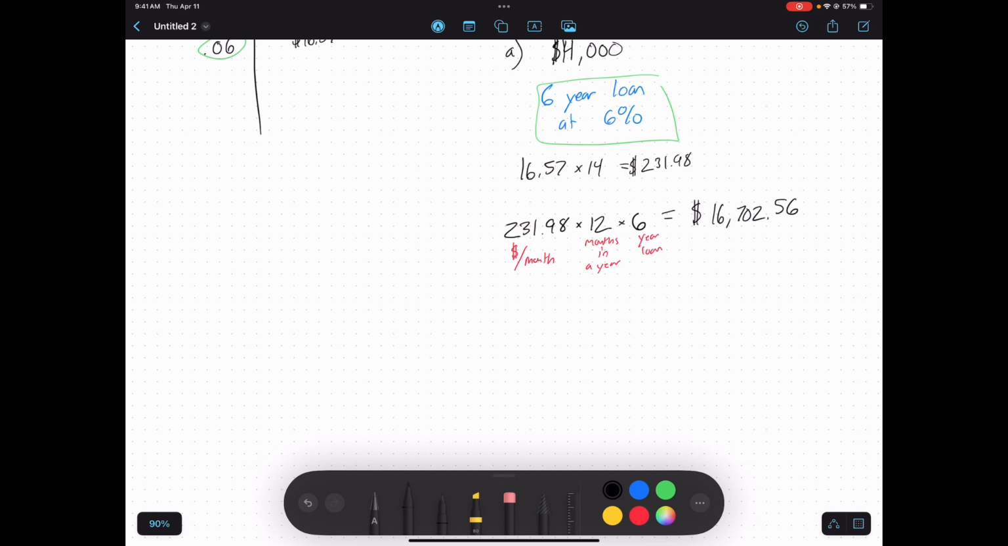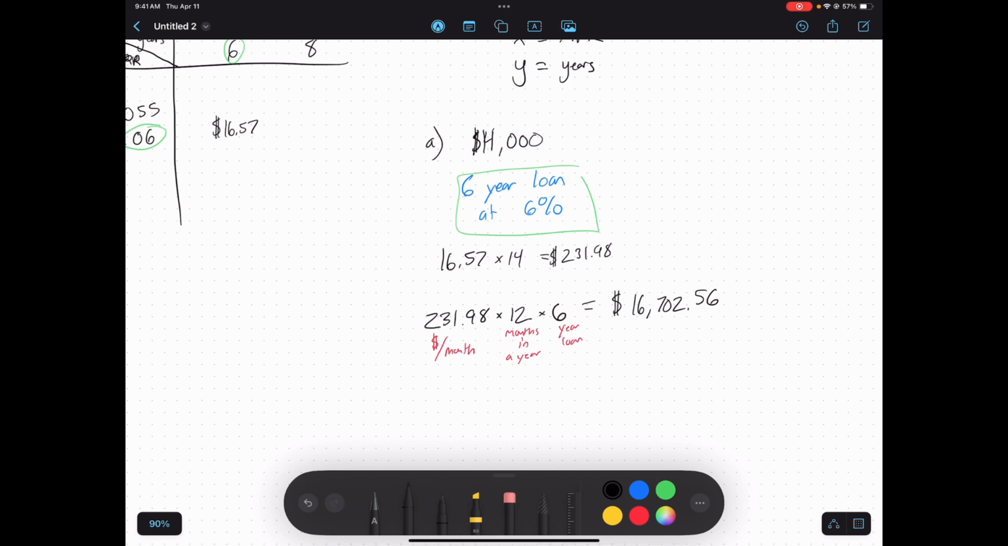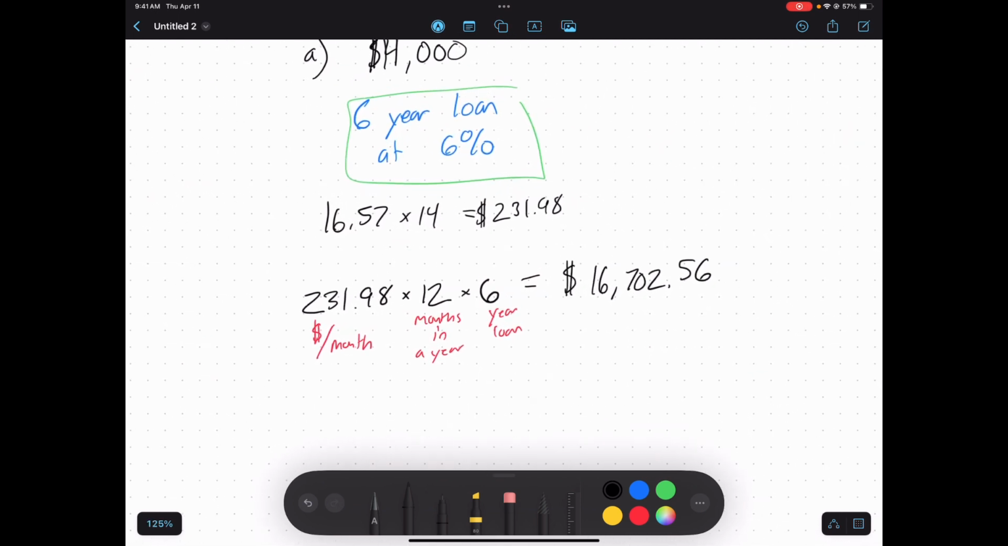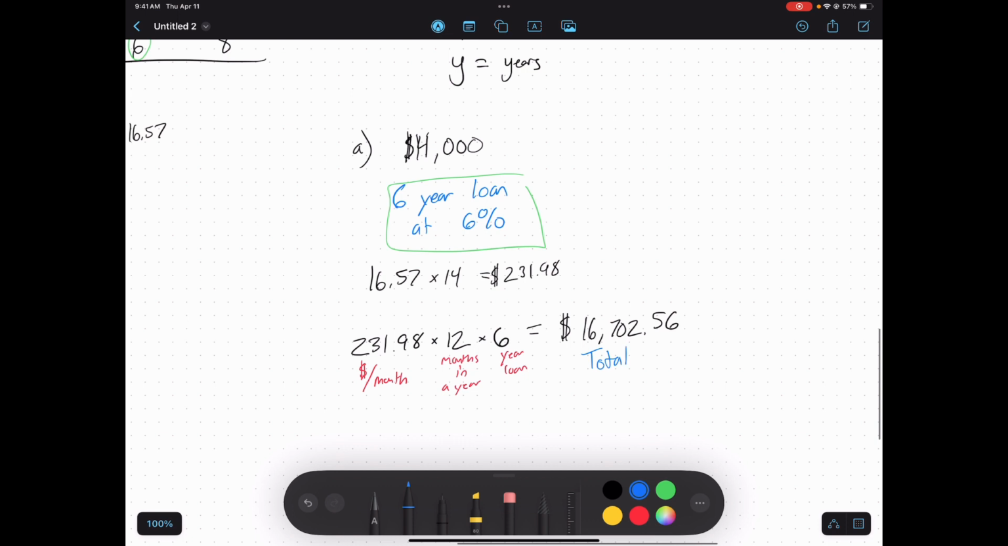We've seen something like this before when we talked about amortization. You'll notice that you're paying about $2,700 more than what your actual loan was for, and that's because you're paying interest. So this represents your total amount paid.